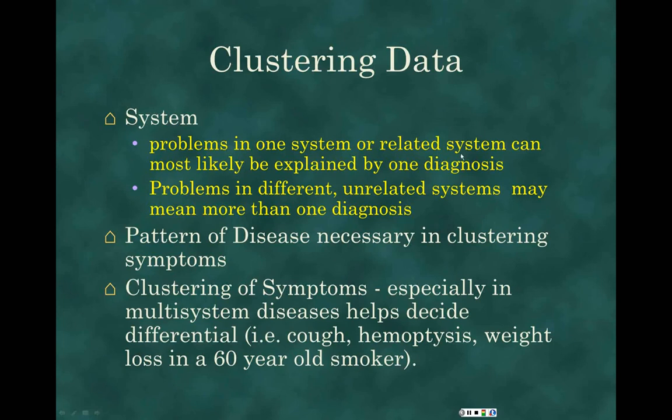Problems in one system or related systems can most likely be explained by one diagnosis, and problems in different unrelated systems may mean more than one diagnosis. Pattern of disease is necessary in clustering symptoms. Especially in multi-system disease, it helps decide differentials. For instance, cough, hemoptysis, weight loss in a 60-year-old smoker, as we talked about before.